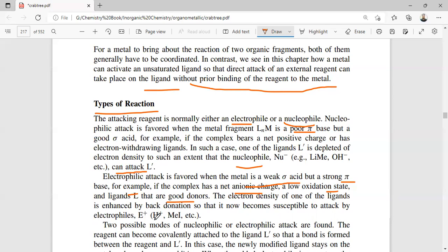So in the electrophilic attack case, the scenario is different from the nucleophilic attack. In the electrophilic attack, the metal should be in a low oxidation state or have an anionic charge. That means the metal should be more electron dense. In that case, it favors the electrophilic attack on the ligand center.